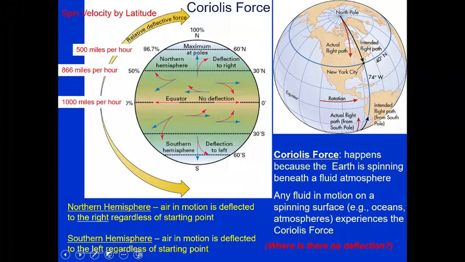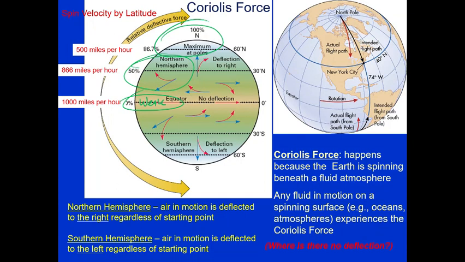Okay, so just to let you know, Coriolis force is strongest near the poles, medium in the mid-latitudes, and weakest near the equator. So we're going to put weak at the equator, medium here at the mid-latitudes, and strong at the poles. Okay, so again, northern hemisphere, you get a rightward deflection. Southern hemisphere, you get a leftward deflection.